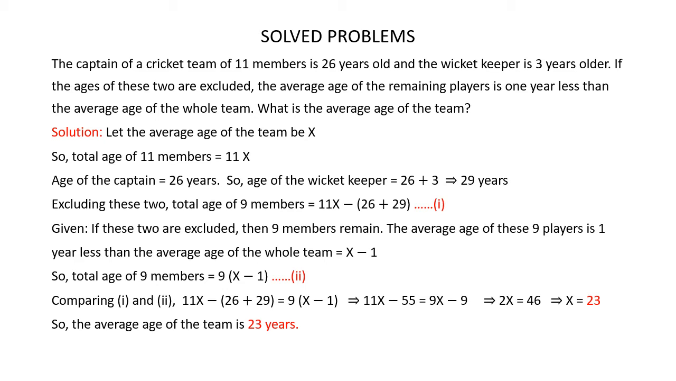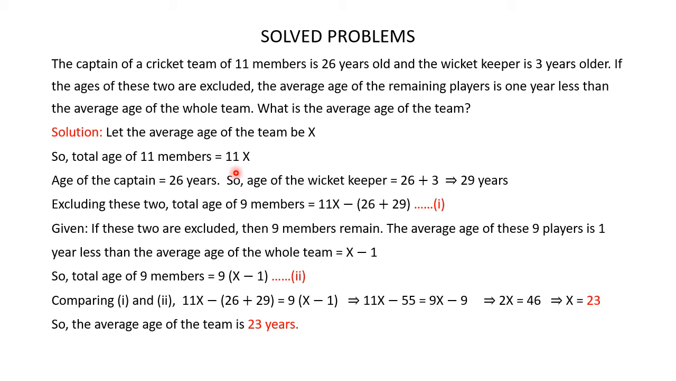So we have to find the average age of the team. So let the average age of the team be x. We know that the cricket team has 11 members. So total age of 11 members is equal to number of members multiplied by the average age of the members. So total age of 11 members is equal to 11 multiplied by x, which is 11x.